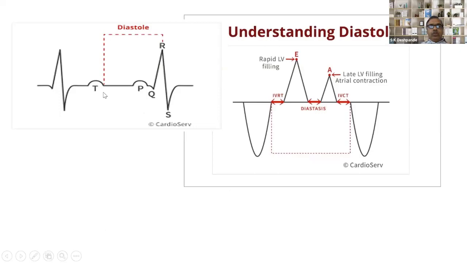So as we know from the ECG, at the end of the T wave the diastole starts, up to the R wave, then the systole starts. So there are four components: isovolumic relaxation, then rapid LV filling, diastasis, and the A wave.